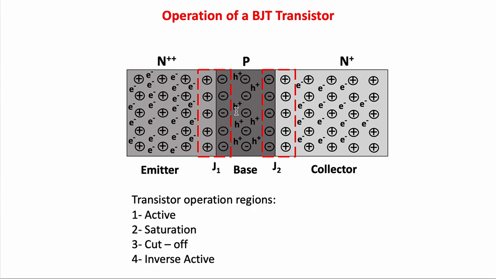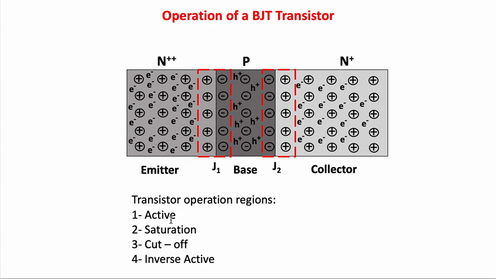So with the biasing of the transistor circuit, we can operate the transistor in 4 basic regions, which are the active region, saturation, cutoff, or inverse active region.